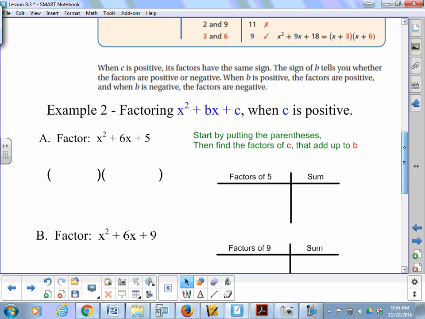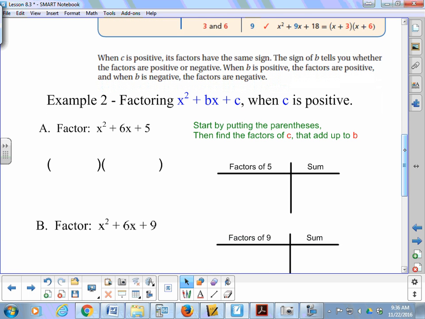Okay, so first of all, we're going to look at this factoring when c is a positive number. Okay. So when c is a positive number, two things happen. So one is our signs that go in the parentheses are always going to be the same. They're always going to be the same as b.